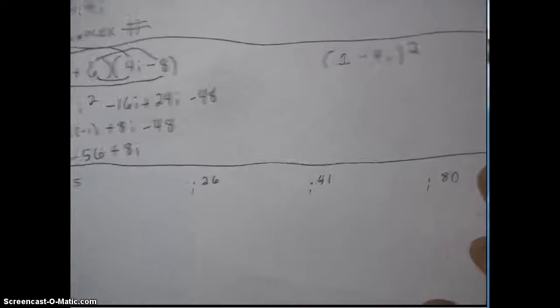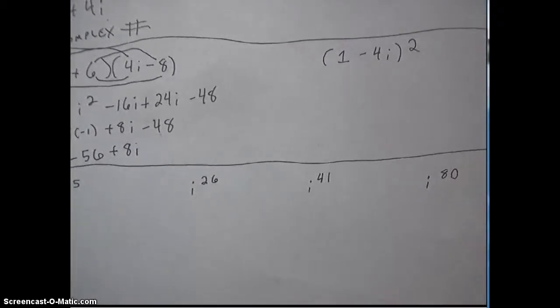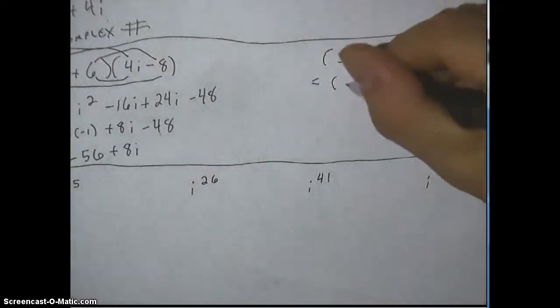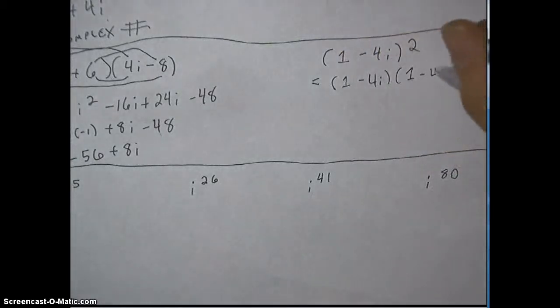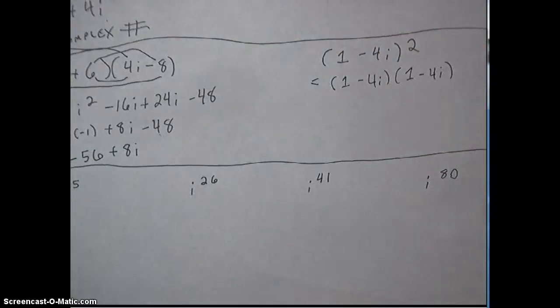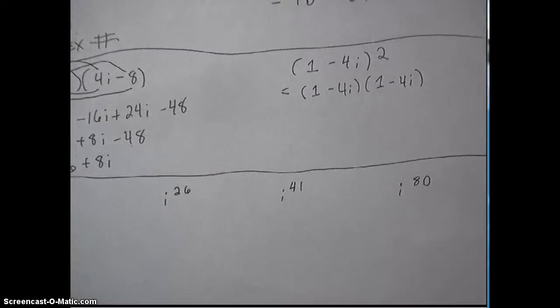What about this one? This 1 minus 4i squared. Well, that's the same as saying 1 minus 4i times 1 minus 4i. So I'm going to FOIL it out again.